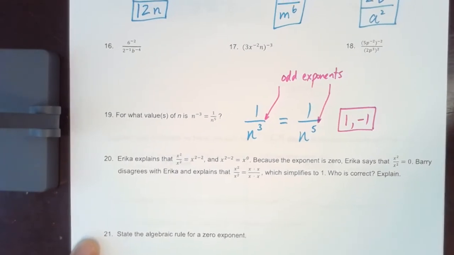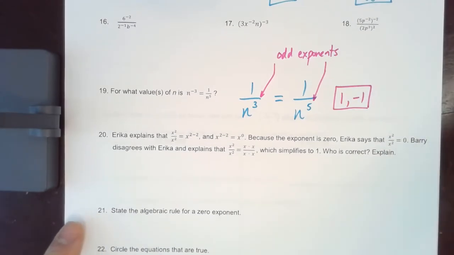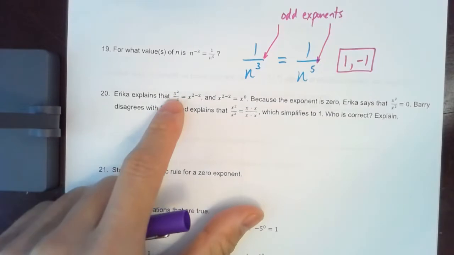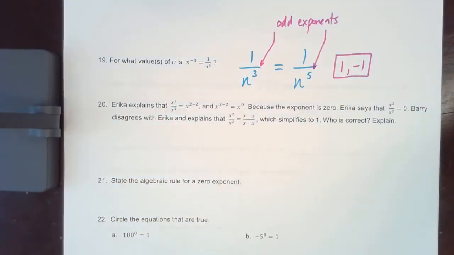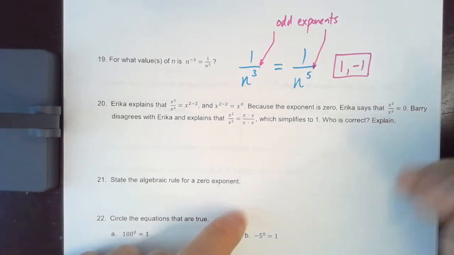So now we've practiced negative exponents. It's time to go into the concept of zero, an exponent to the zero power. And this is a great example. Let's read this. Erica explains that x squared divided by x squared equals x to the second power minus 2, and x to the minus 2 is x to the 0. Because the exponent is 0, Erica says that x squared divided by x squared is equal to 0. Is that correct? Barry disagrees with Erica and explains that x squared divided by x squared simplifies to 1. Who is correct? Would x squared divided by x squared ever equal 0?